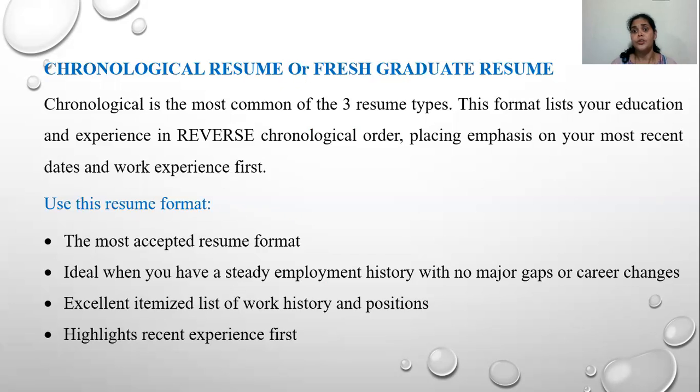Why? Because I also told you it's a fresh graduate resume. When you really don't have any gaps in your qualification or in your educational qualification, you have to choose a chronological resume. So the employer's first choice is the chronological resume. That means without any gaps either in experience, that means work experience, or in educational qualification. Okay, so this is the first preference of any particular employer.